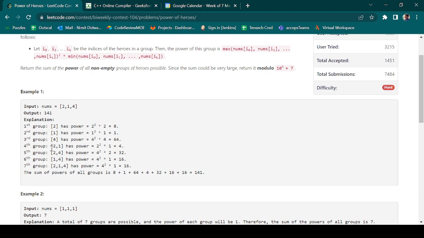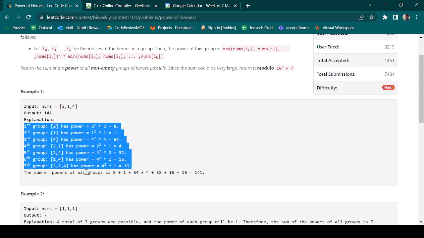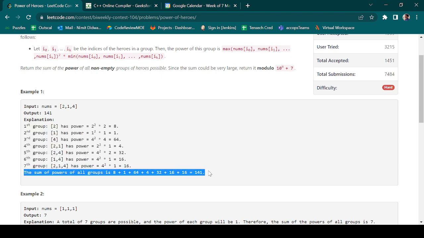Then the next group is 2, 1. So the power is 2 square, that is the maximum, into 1. So 2 square into 1 is 4. 2, comma 4 is then another group, so the power will be 4 square into 2, where 4 is the maximum and 2 is the minimum. Similarly, we will do this for all the groups possible, and then we will calculate the sum of all the groups.